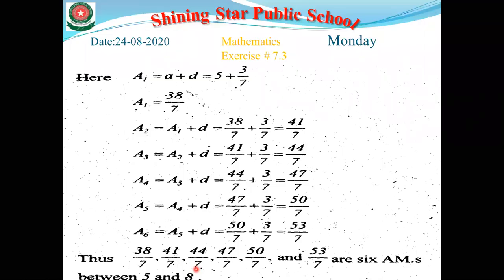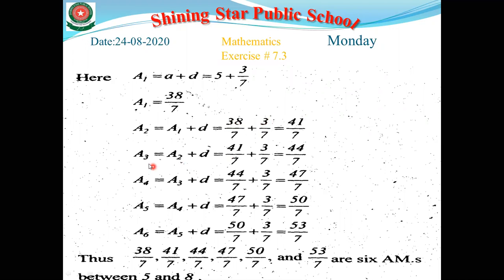Here A1 is equal to A plus D, equal to 5 plus 3 over 7. Now 7 5s are 35. 35 plus 3, 38 over 7. Now we know that for finding the next term, we will add the D to our previous term. Previous term is 38 over 7. Now 38 over 7 plus 3 over 7: 38 plus 3, 41. 41 over 7.